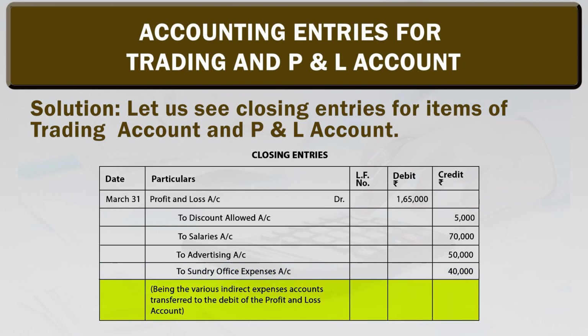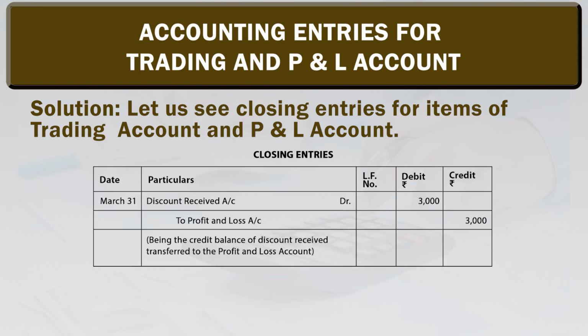Like that, all these amounts are to be credited, and finally, profit and loss account is to be debited. Then after, friends, we are having income, that is discount received. So, discount received account is to be debited, ultimately it will be closed and transferred to P&L account. So, P&L account will be credited by rupees 3,000.